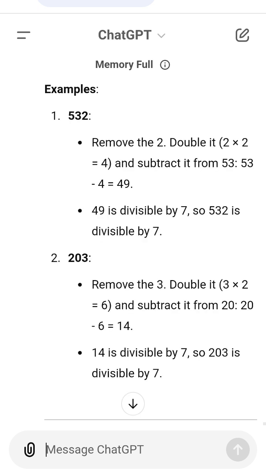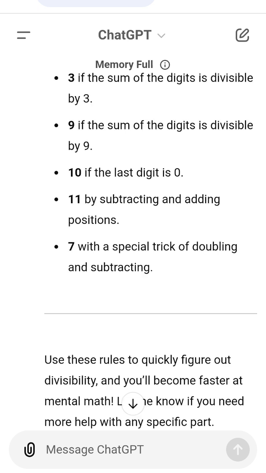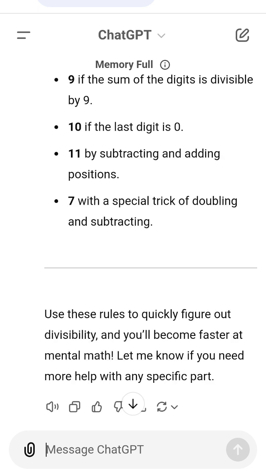11, by subtracting and adding positions. 7, with a special trick of doubling and subtracting. Use these rules to quickly figure out divisibility and you'll become faster at mental math. Let me know if you need more help with any specific part.